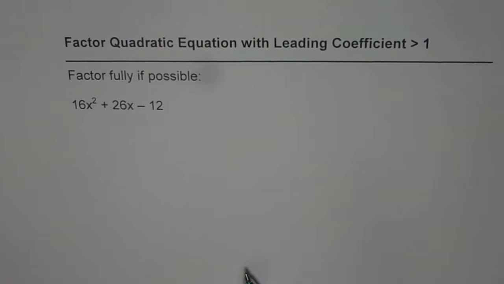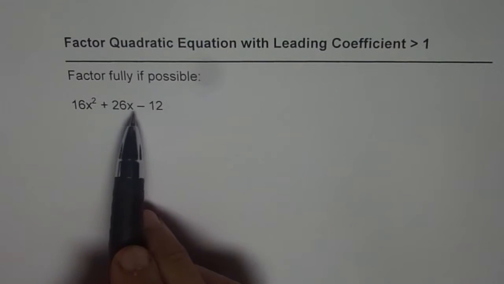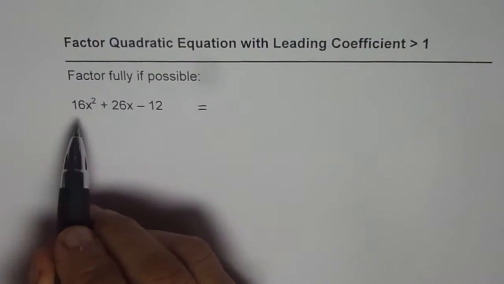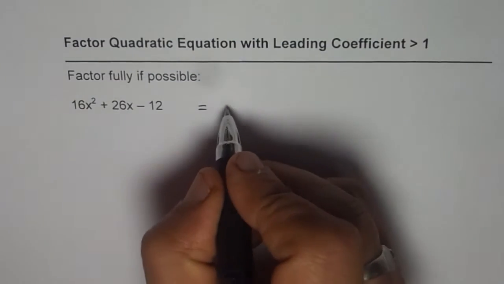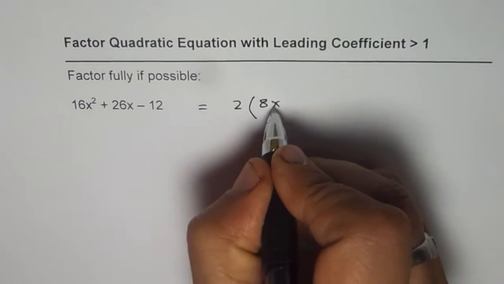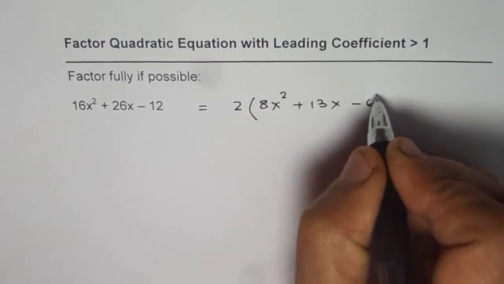I'm Anil Kumar, and in this video we will learn how to factor trinomials where the leading coefficient is greater than 1. Here we have an example which says 16x squared plus 26x minus 12. Well, we can always factor out 2, all are even numbers, and rewrite this trinomial as 2 times 8x squared plus 13x minus 6, correct?